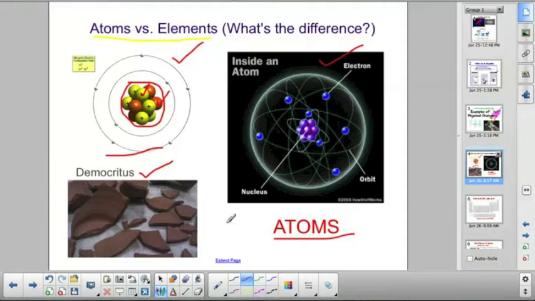Obviously not the case. But at the time, in the Greek world, that was the smallest they could make something. And so that's where the term came from. Atoms we know now are much smaller, and in later units we'll talk about just how small they are. So that's an atom. They're the smallest individual units that you can use to build matter.